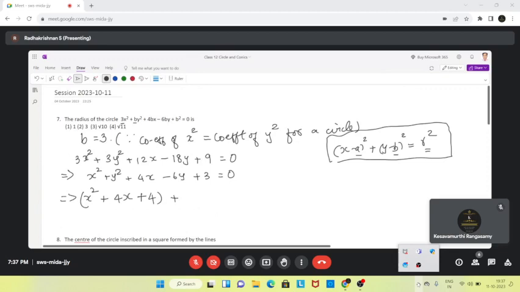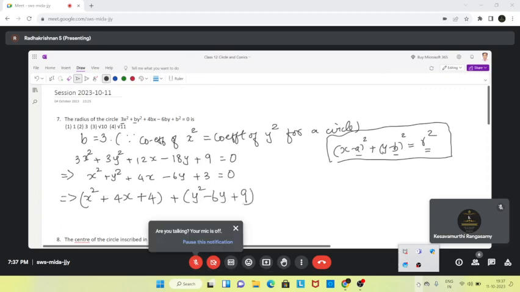Then you do the same thing for y. y square minus 6y plus 9. That is a perfect square. So now we have added 4 and added 9, that means added 13. So we have to subtract 13 so that the equation is kept intact. Then there is already a plus 3. So your equation becomes like this.